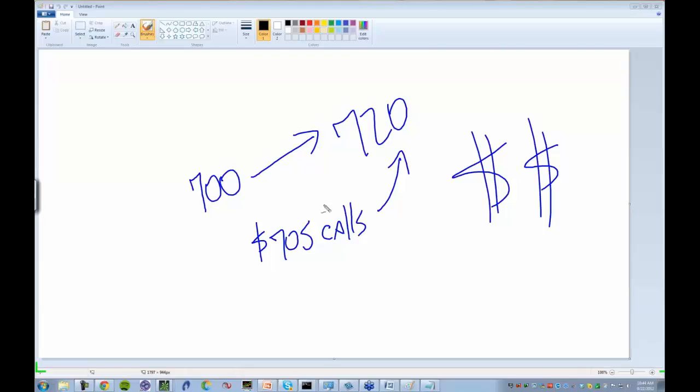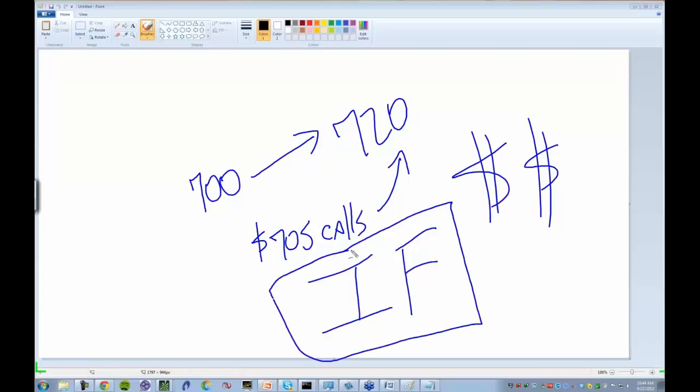What do you guys think? That sentence I just said, what is the key word in that entire sentence? Thank you, you guys are listening. The key word is if. And I agree. If Apple is going to go from $700 to $720, and if we knew that, we could make a hell of a lot of money buying some 705 calls and holding on until it got to 720.